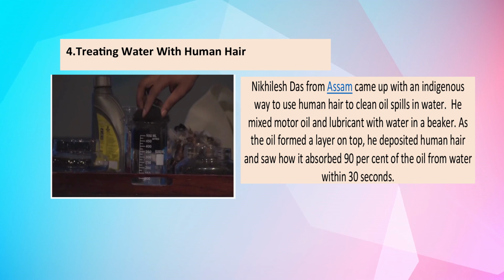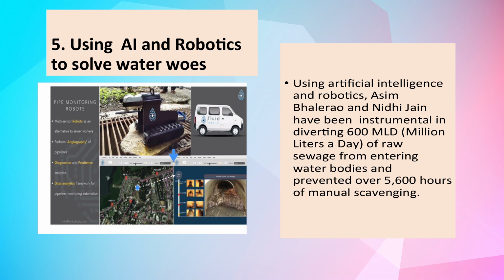And another very important factor which cleans the water is using artificial intelligence and robotics to solve water woes. This has been done by Asim Baloro and Nidhi Jain, who have been instrumental in preventing 600 million liters a day of raw sewage from entering water bodies and saved over 5,600 hours of manual sequencing.